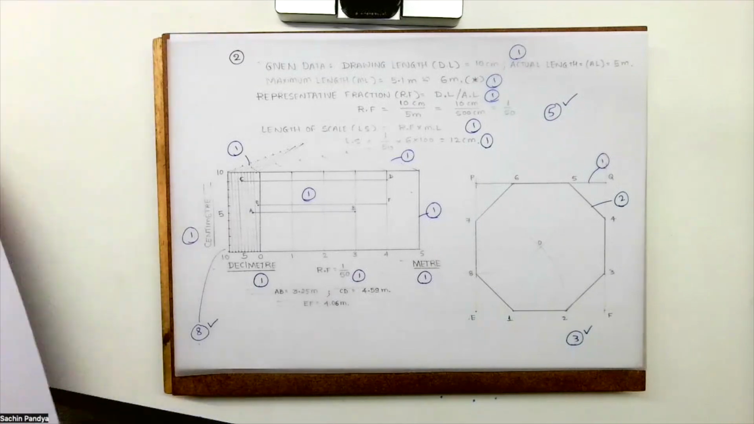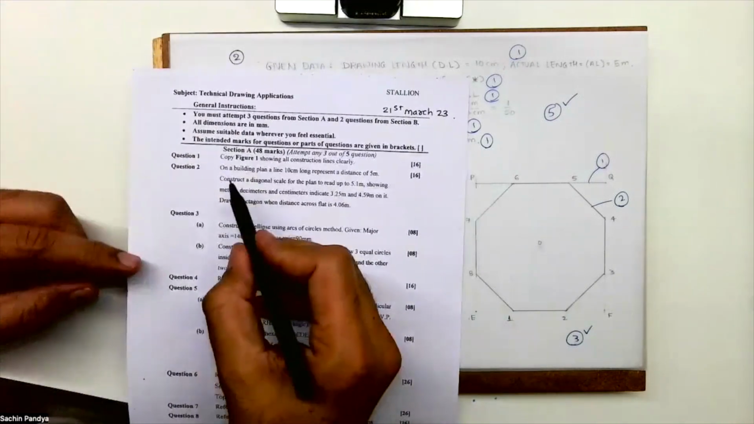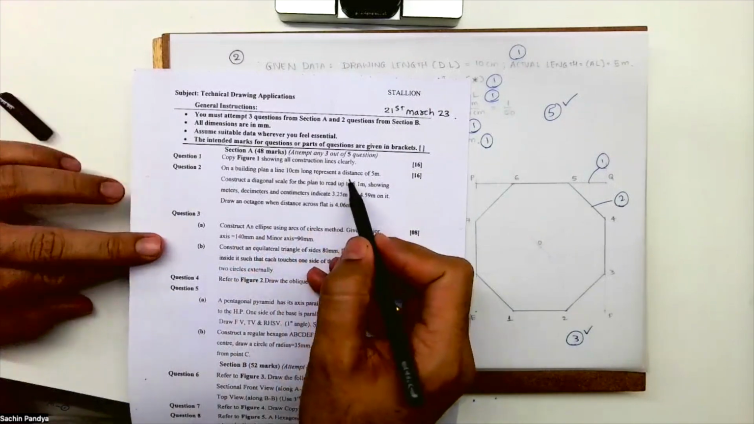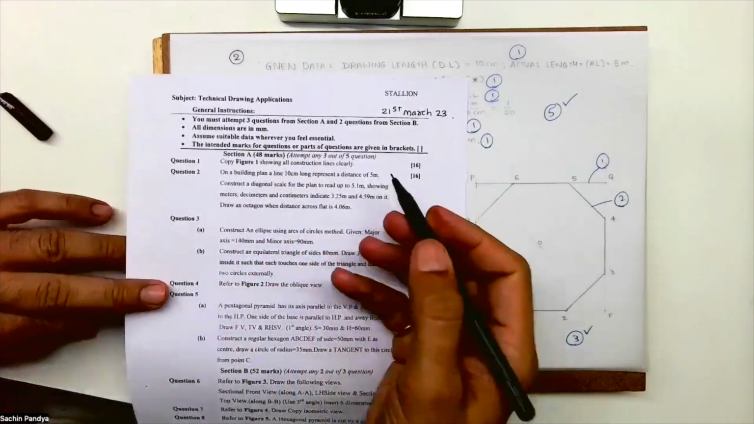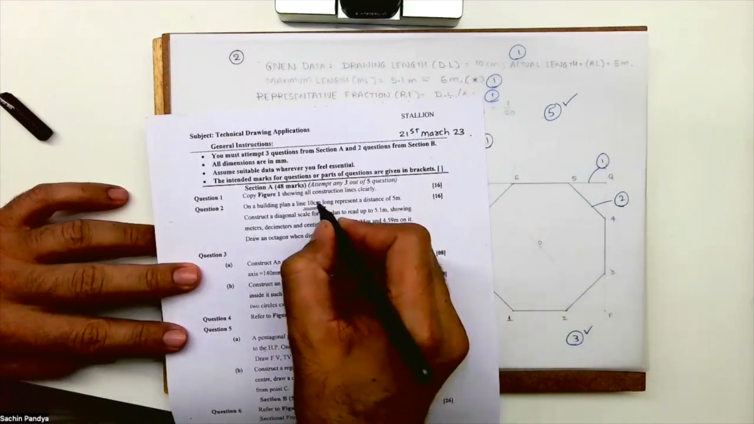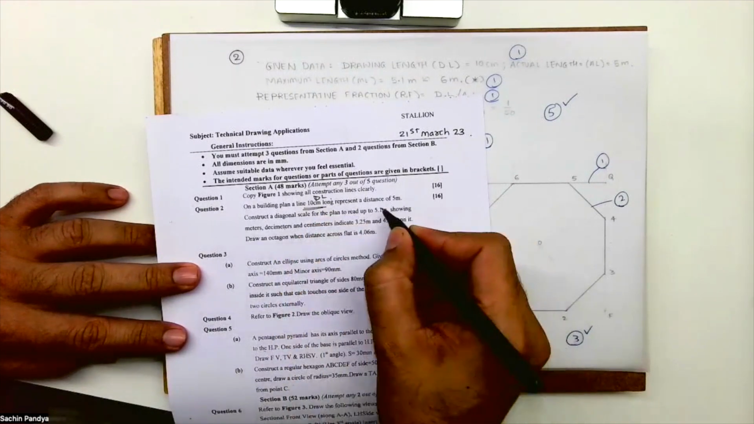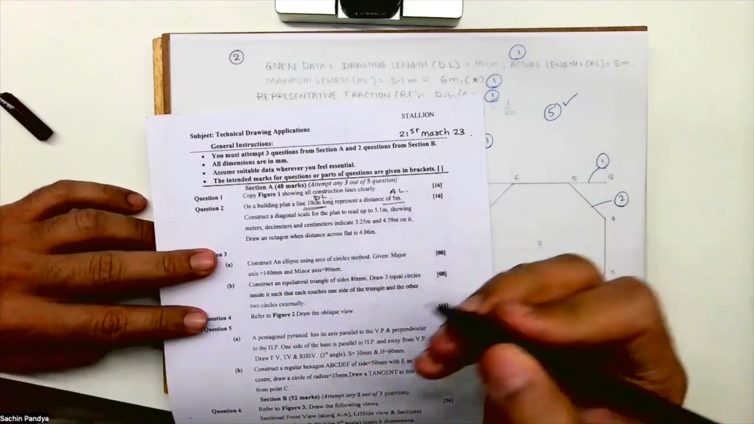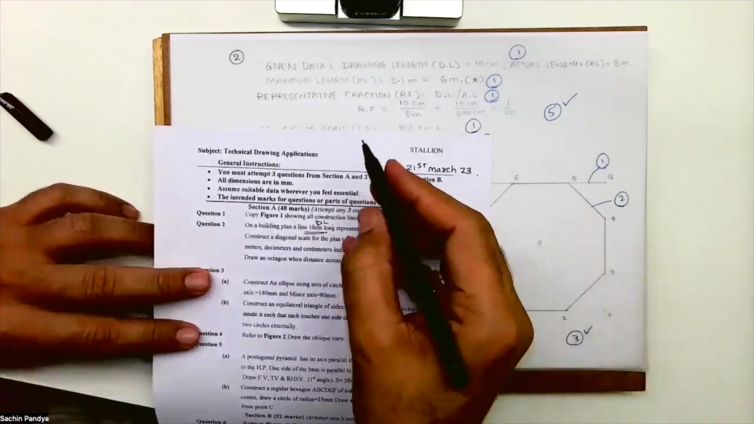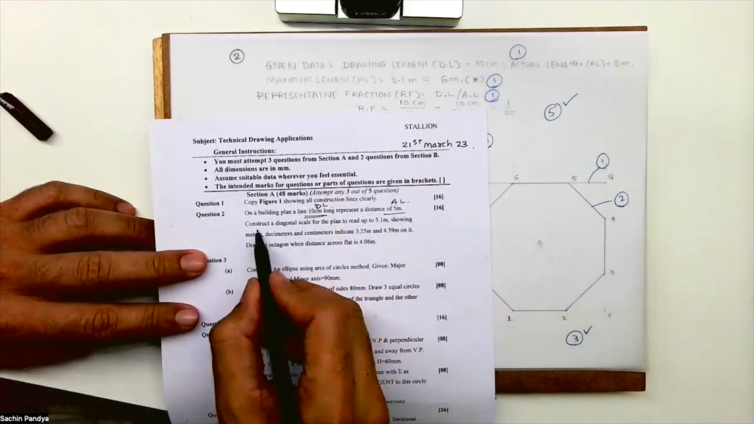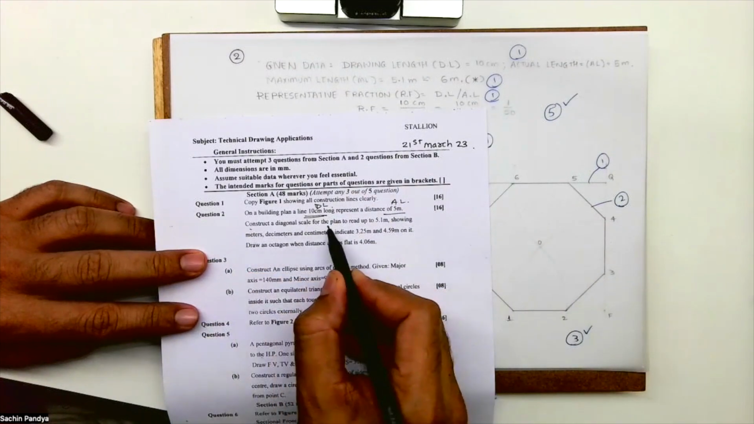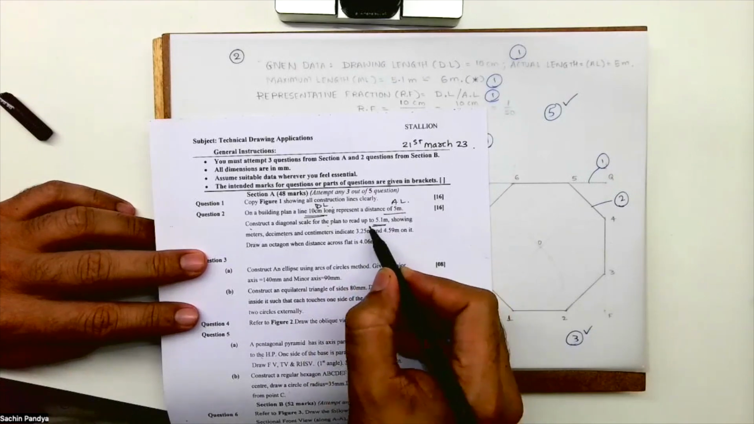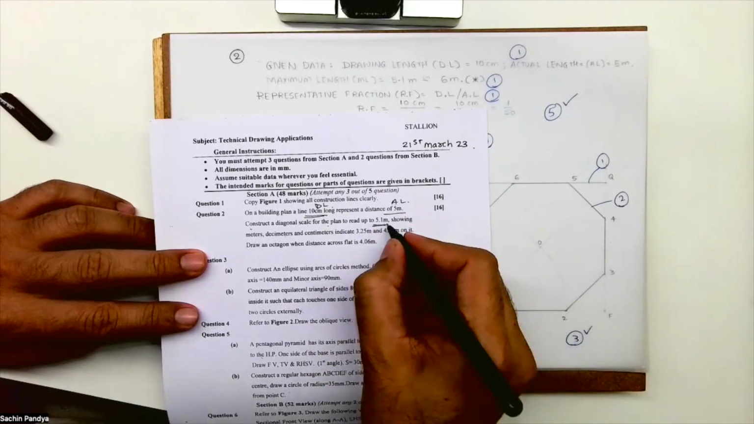Now in this, what they have given, on a building plan, 10 centimeter long length represents a distance of 5 meters. So what they've given, 10 centimeter is what? Drawing length. And the distance of 5 meters is actual length. So we need to find first representative fraction. And then construct a diagonal scale for the plan to read up to 5.1 meter. Now this is maximum length. So this is 5.1 meters.